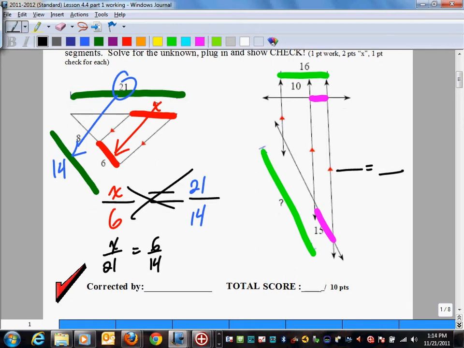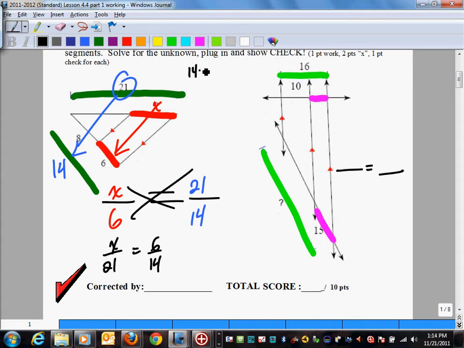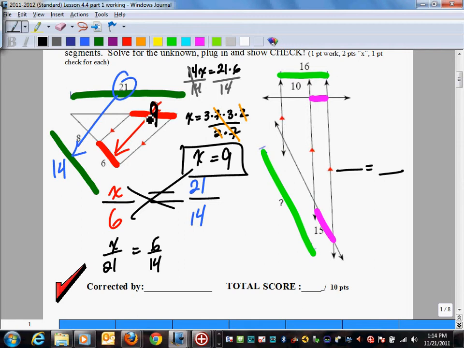Cross multiply. You end up with 14 times x equals 21 times 6. Rather than multiply that out, I'm going to factor without a calculator. This is faster. So it's x, 3 times 7, and 3 times 2, 2 times 7 here. Say goodbye to the 7s, goodbye to the 2. X equals 9. The unknown is 9. That's 12.